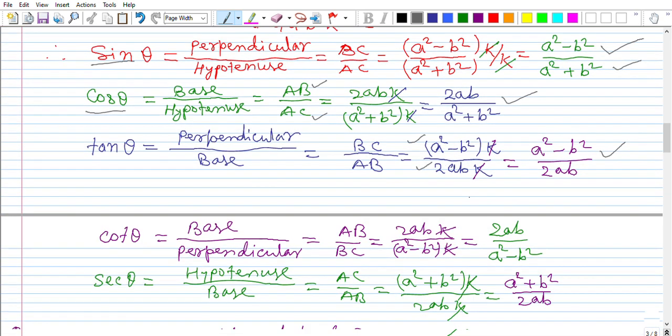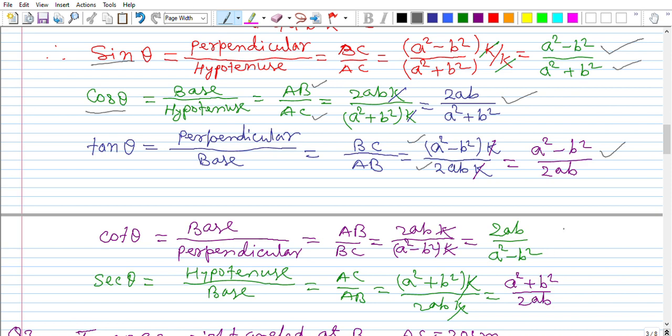Now the cot theta is an acute angle, you know. Cot theta equal to base by perpendicular equal to AB by BC equal to 2AB by A square minus B square, K by K cancel, it is 2AB by A square minus B square. Sec theta, hypotenuse by base, AC by AB, it's already given, A square plus B square into K, over 2AB into K, K cancel, A square plus B square by 2AB.